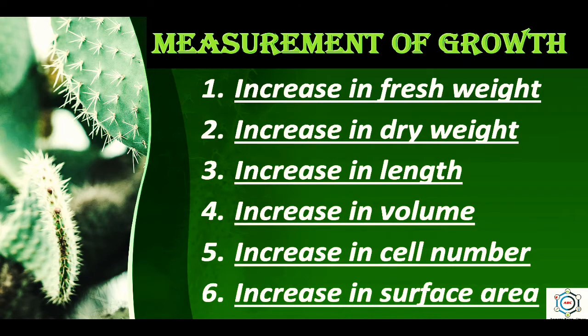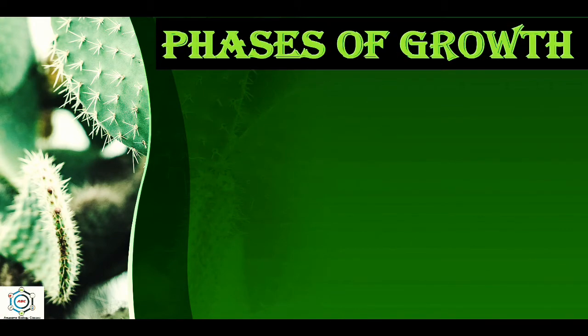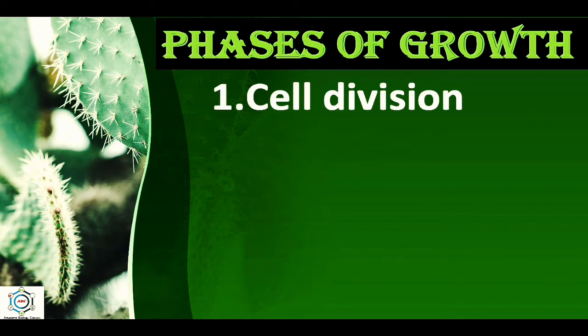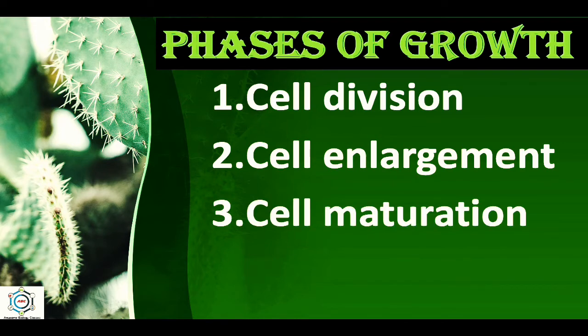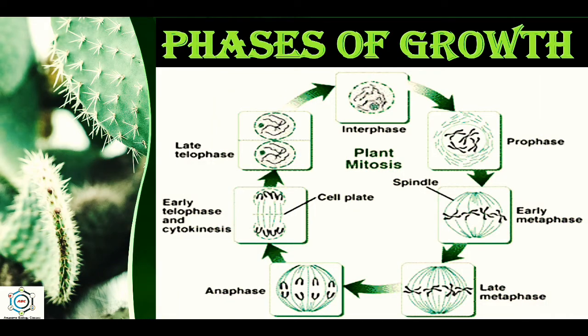Now, after this, see here the phases of growth. So what are the phases? There are three phases of growth. First one is cell division, second is cell enlargement, and the last is cell maturation. We will see each and every part in detail. So at first, cell division.